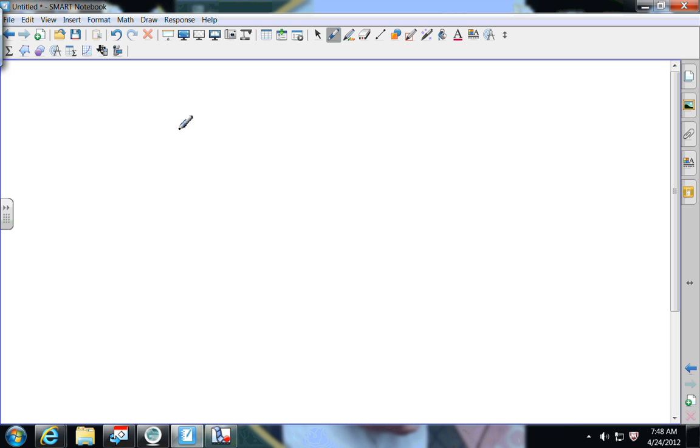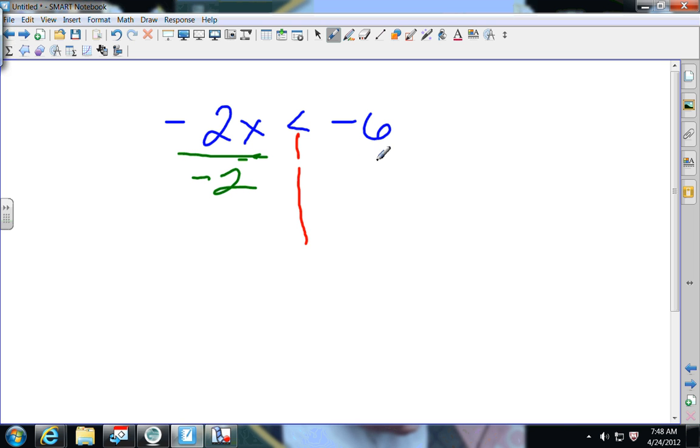Okay, so another one that we have, let's see here. Let's go with negative 2x is less than negative 6. What would I do to solve this one? No adding the 6. What's next to the x? Okay, it says negative 2 times x. The opposite of times is divide. You will divide by negative 2.